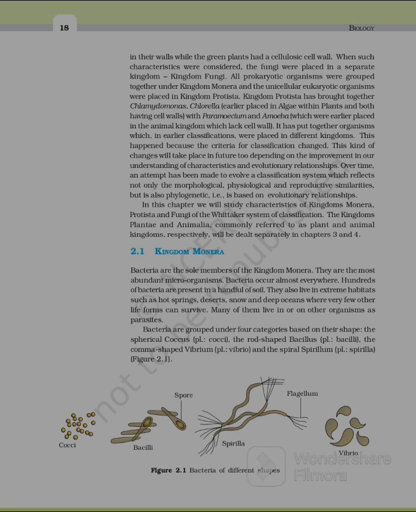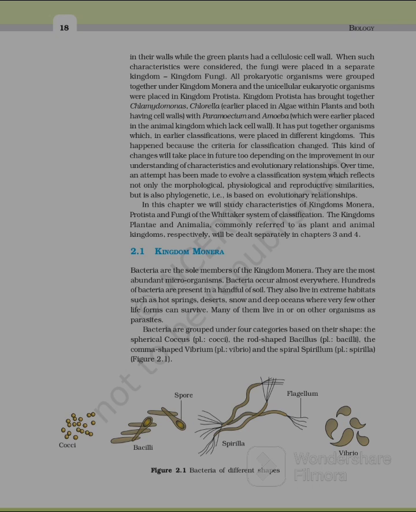In this chapter, we'll study characteristics of kingdom Monera, Protista, and Fungi of the Whittaker system of classification. The kingdoms Plantae and Animalia, commonly referred to as the plant and animal kingdoms respectively, will be dealt with separately in chapters 3 and 4. Topic 2.1 Kingdom Monera.